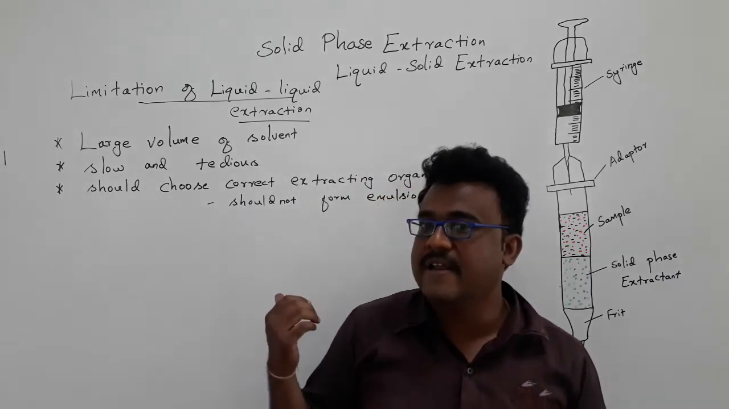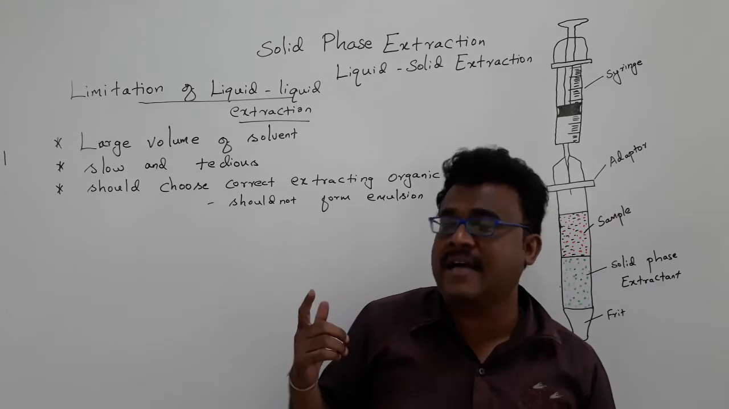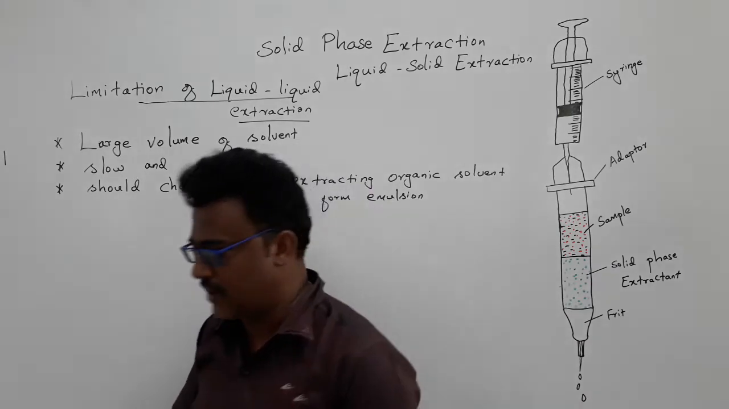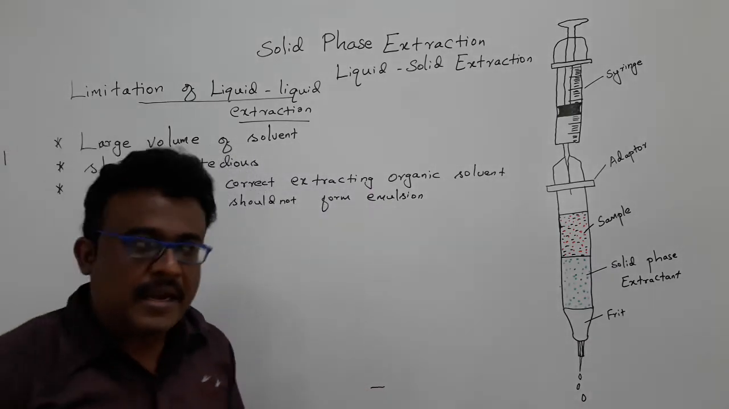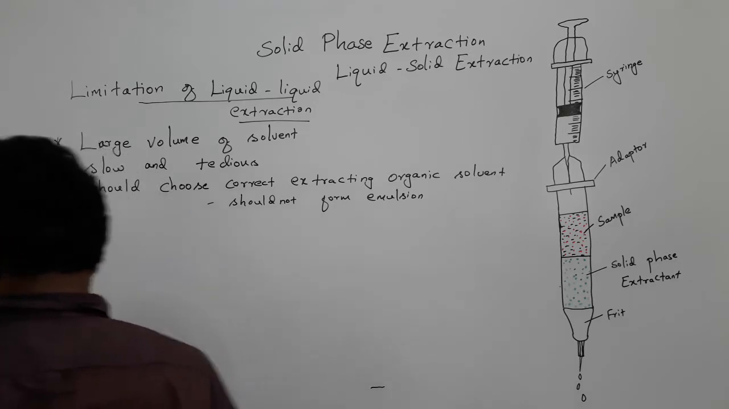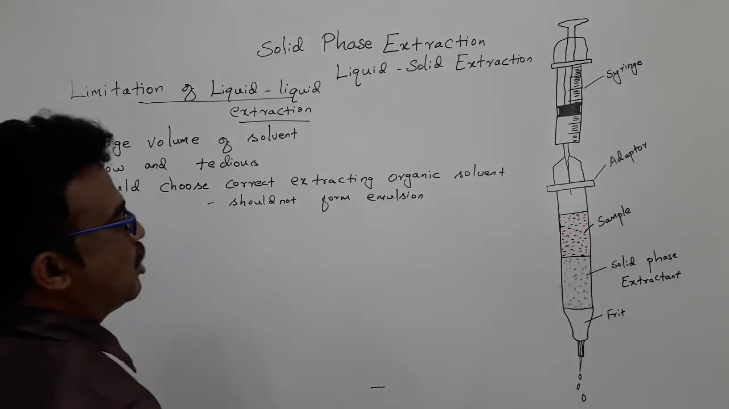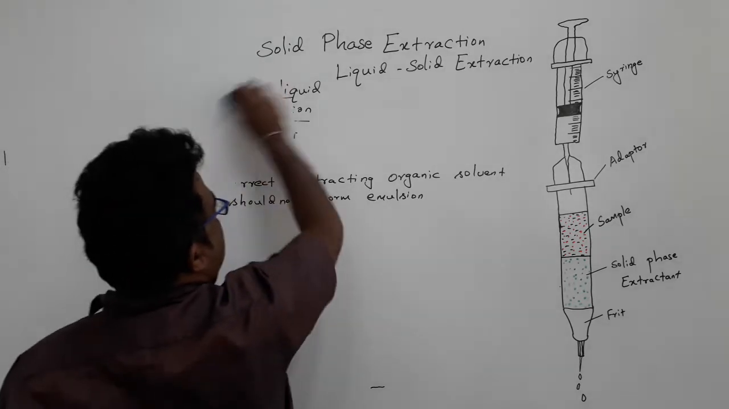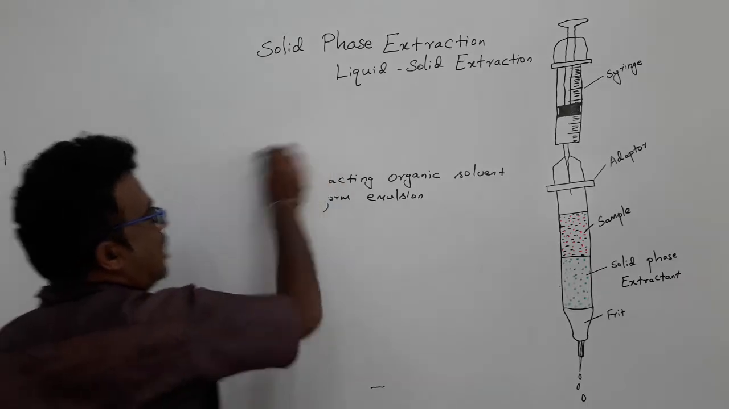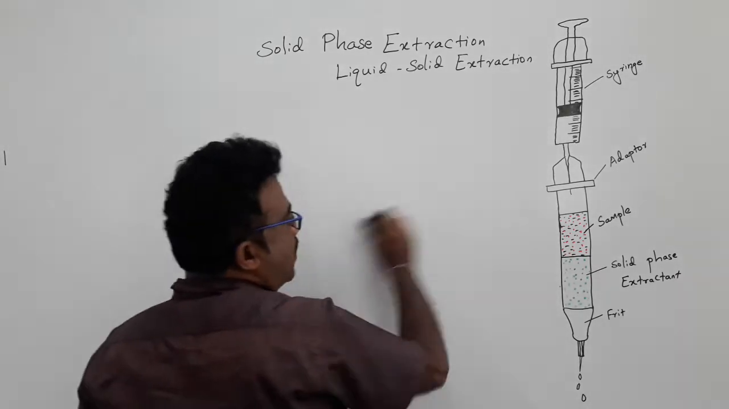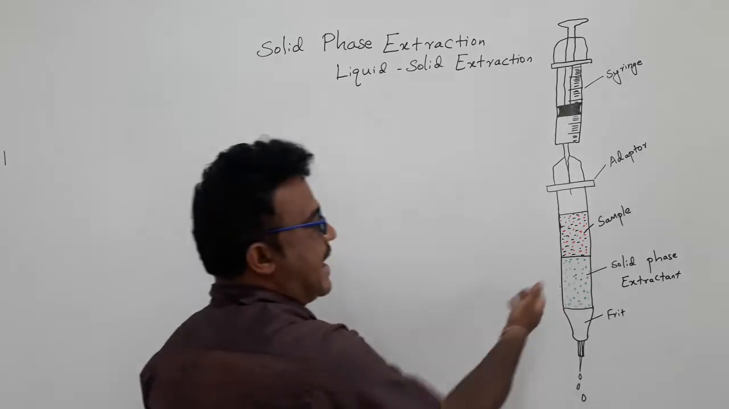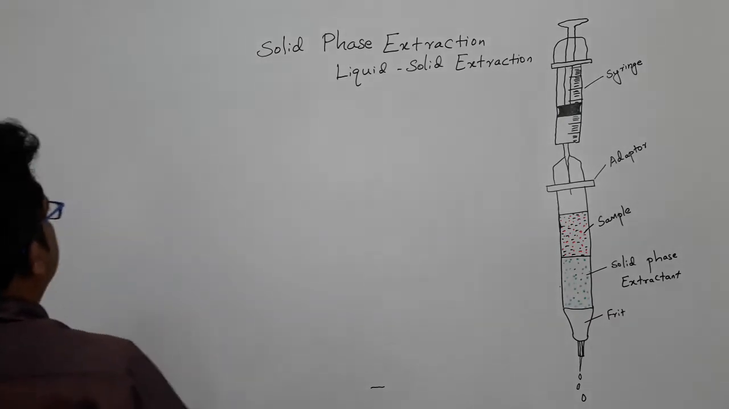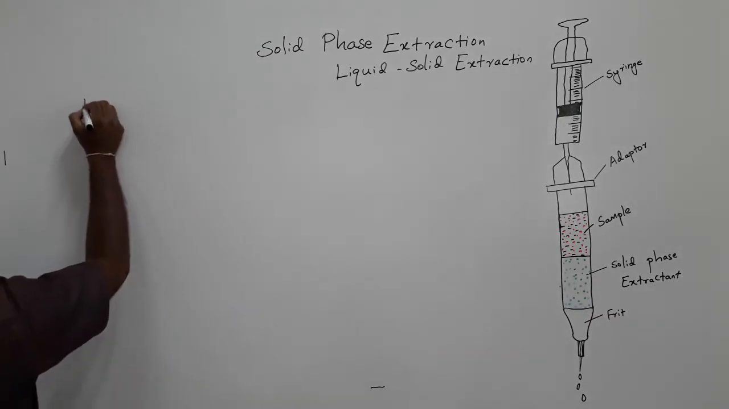Because of these difficulties, it can be overcome by solid phase extraction or liquid solid extraction. Usually in liquid solid extraction, the process can be performed by using a membrane. Either you can use a membrane or you can use a cartridge like this, or maybe a small syringe barrel column.